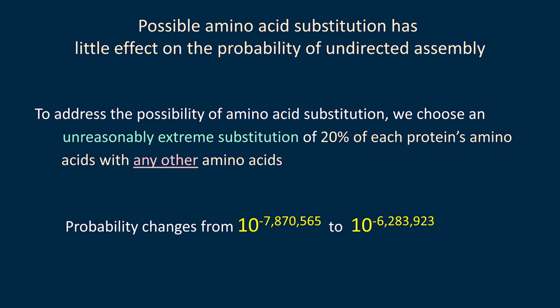But to completely put it to rest, we've done some calculations on possible amino acid substitution to show that it actually has little effect on the probability of undirected assembly. And the way that we did this is that we chose an unreasonably extreme substitution of 20% of each protein's amino acids with any other amino acid. So if you had a protein that was this long, then we would say you can take 20% of that protein and take those amino acids and switch them out with any other amino acid, with 19 other amino acids. Any other one can go in those positions. You can totally manipulate completely 20% of the protein.